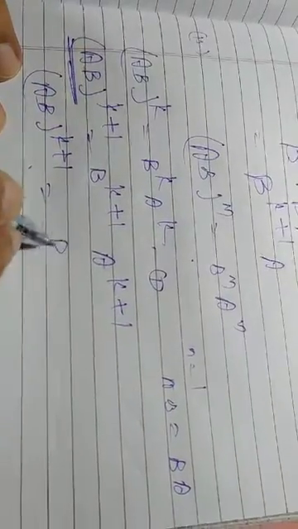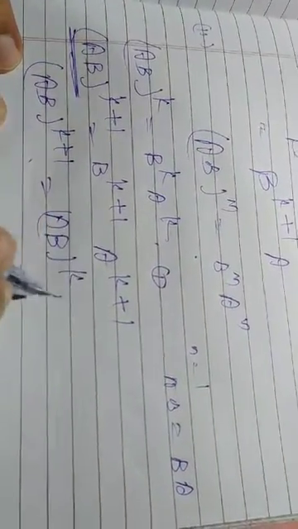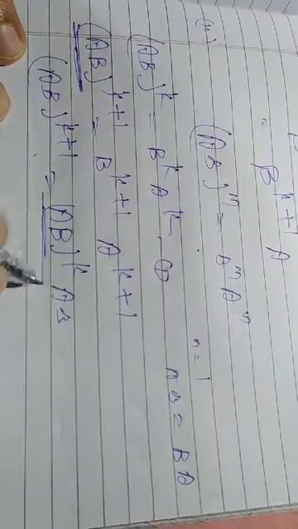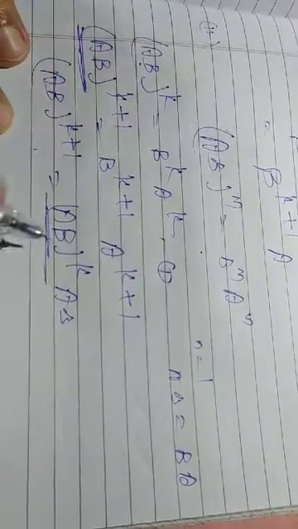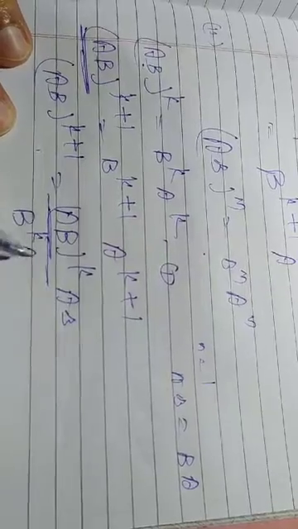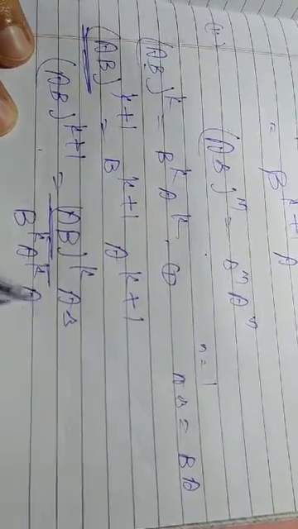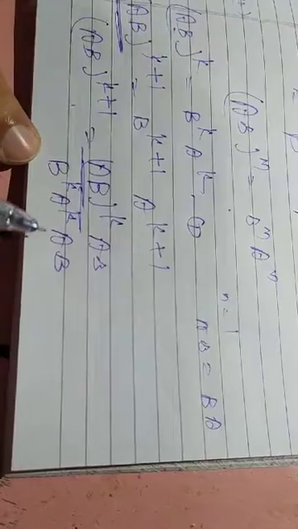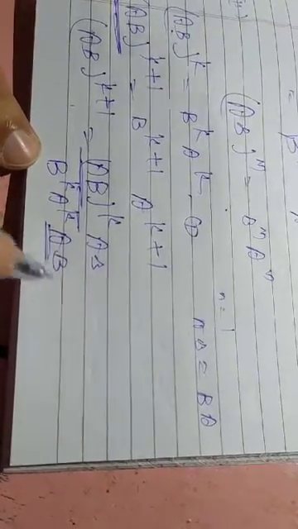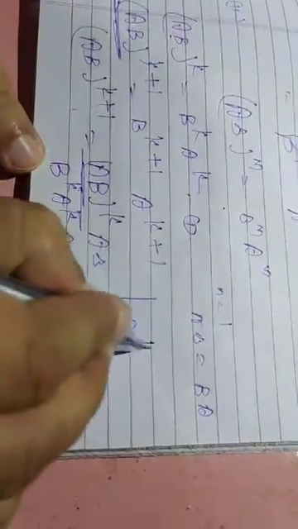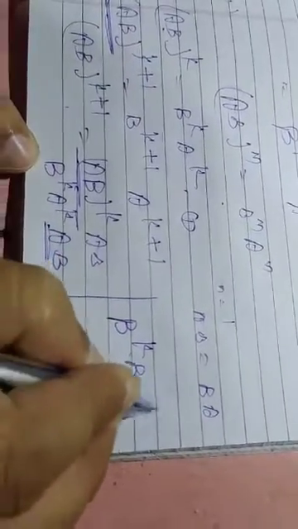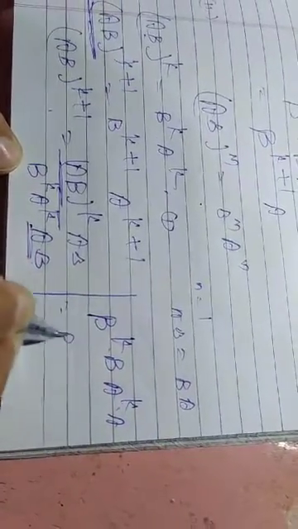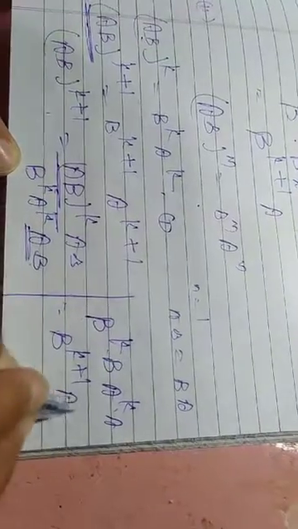Taking out left hand side, it becomes (AB)^(k+1). It can be written as (AB)^k into AB. From first equation, (AB)^k is equal to B^k into A^k, into AB. AB is equal to BA. It can be written as B^k into B and A^k into A. It becomes B^(k+1) and A^(k+1), right hand side.